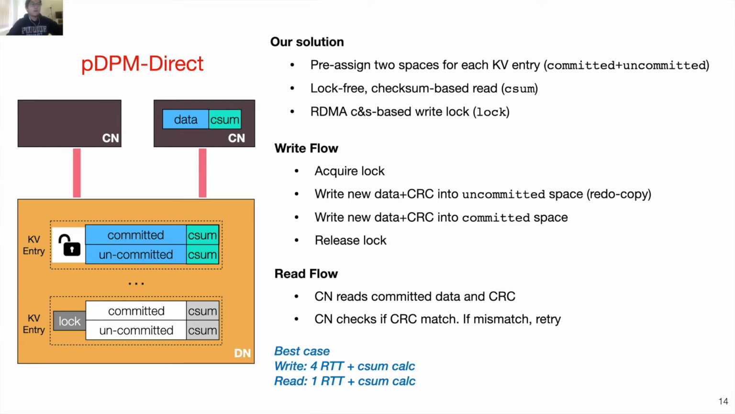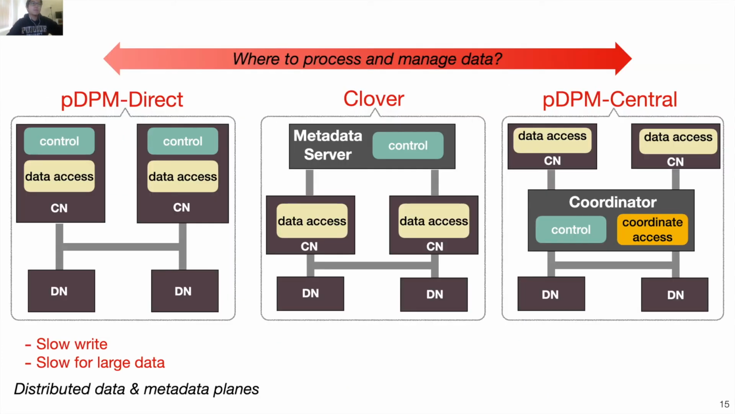There are several drawbacks of pDPM direct. Writes are too slow. Reading and writing large data entries are slow because of checksum calculation time. And because of the write lock, it has poor scalability under heavy contention. pDPM direct's shortcomings are due to its distributed data and control plane nature.